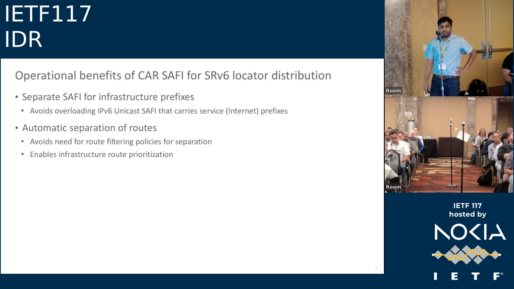So why CAR SAFI for SRv6 locator? Because it's a separate SAFI for the infrastructure prefixes. It avoids the overloading of the IPv6 unicast SAFI that carries the service or internet prefixes. It gives an automatic separation of the routes, avoids the need for complex route filtering for the separation, and enables the implementations to do infrastructure route prioritization in their processing.